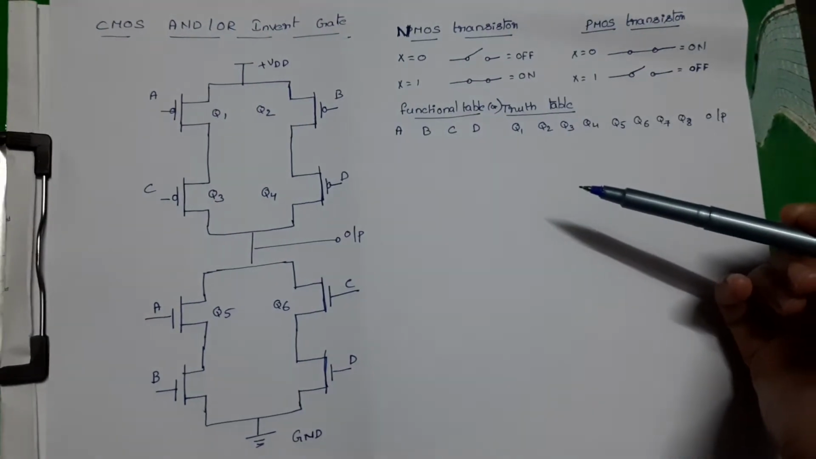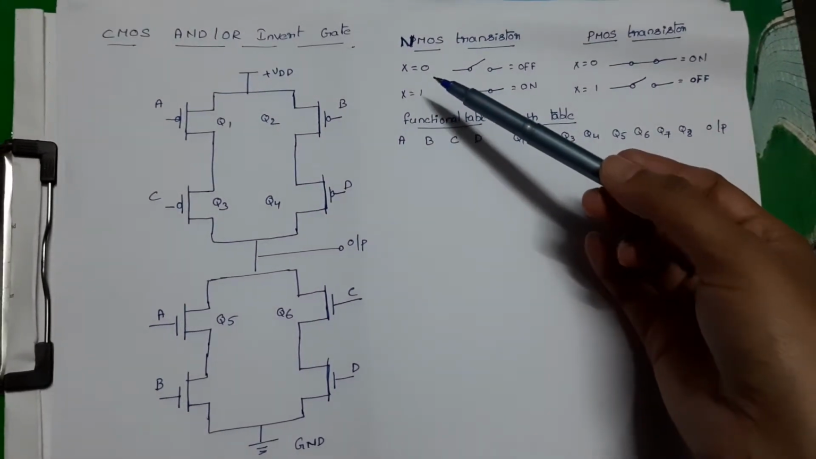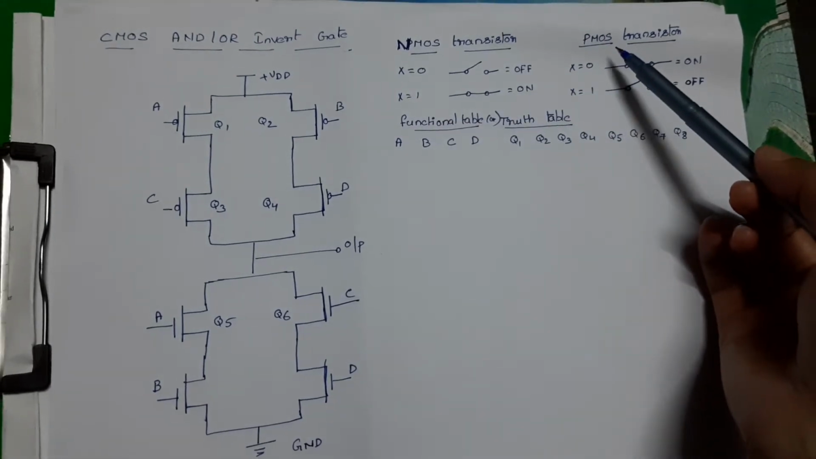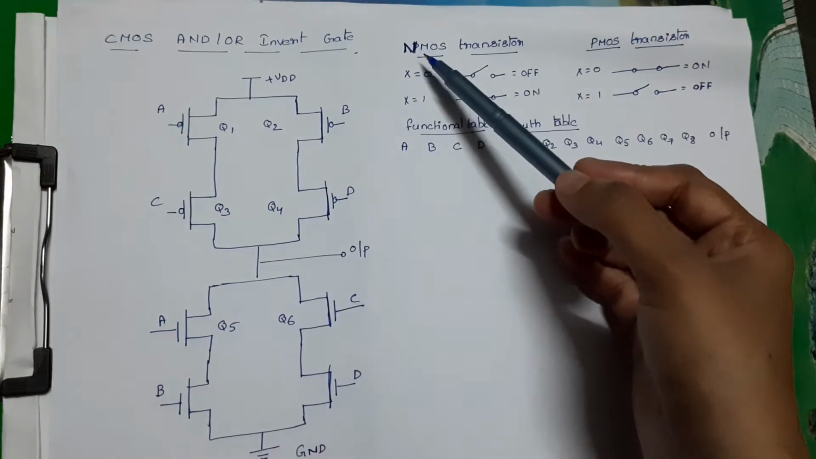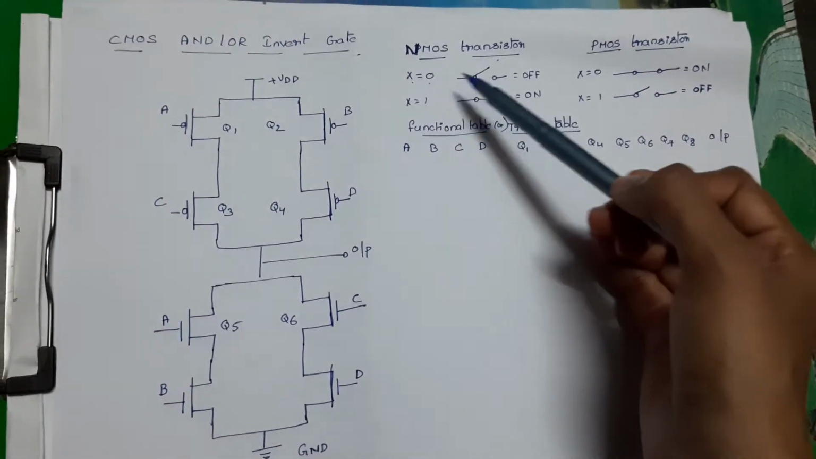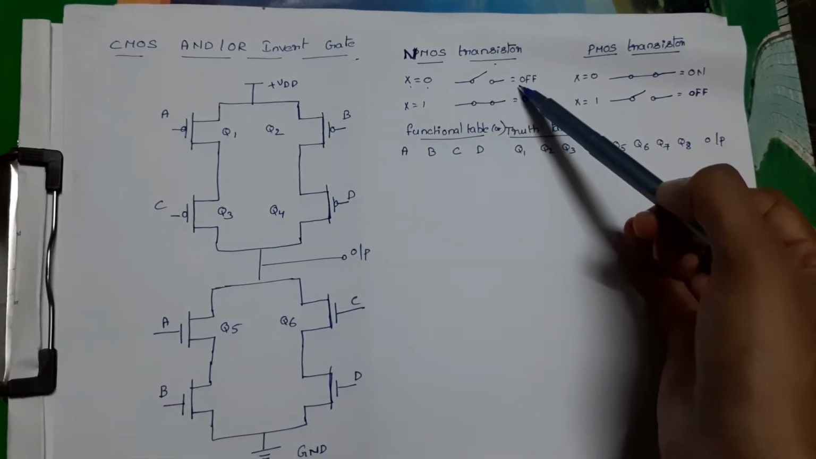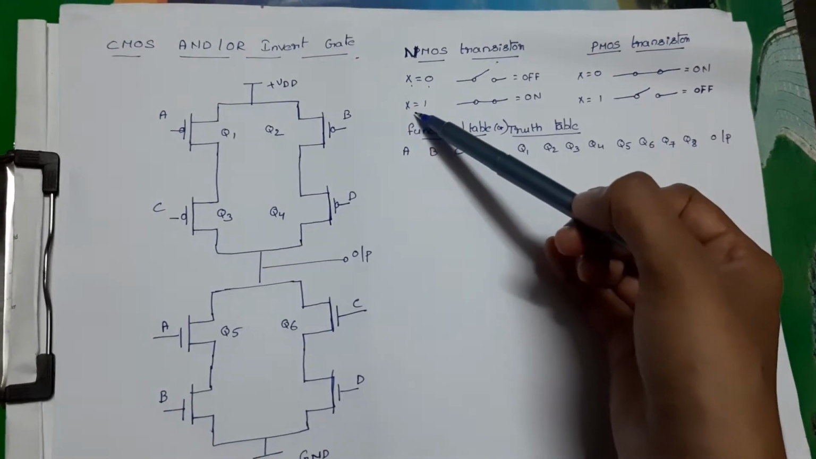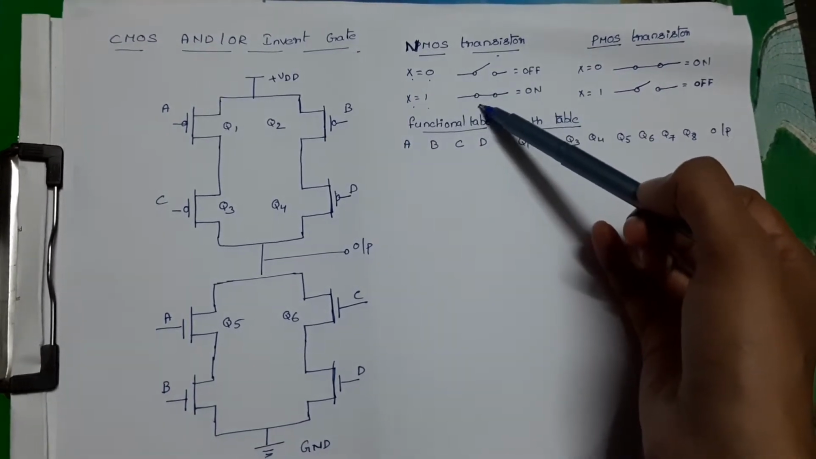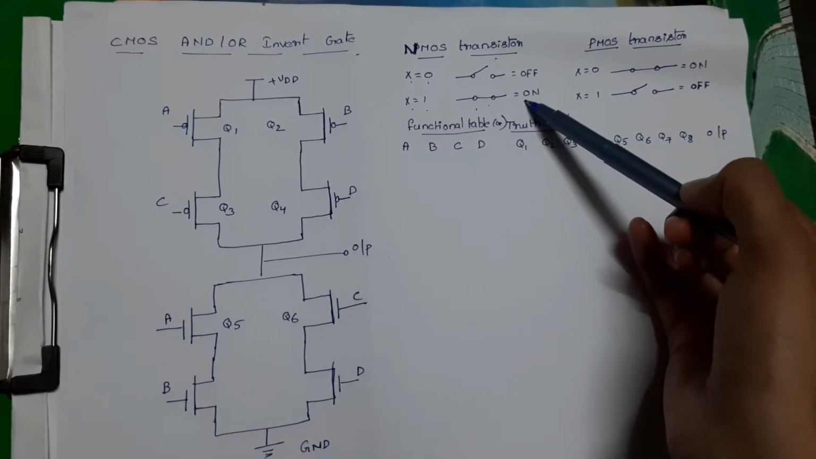So to make the functional table for the CMOS AND-OR-invert gate, we first need the basic conditions of NMOS transistor operation and PMOS transistor operation. So see here, NMOS transistor. Whenever the input voltage X is equal to 0, the NMOS transistor is open circuited. That means the transistor is off. And X equal to 1 in the case of an NMOS transistor, the transistor is short circuited. That means the transistor is in the on condition.